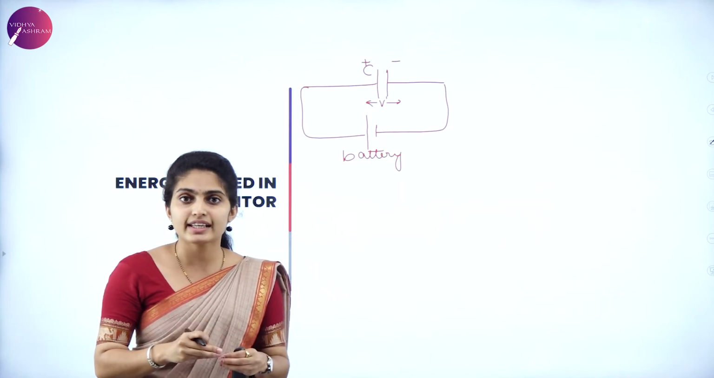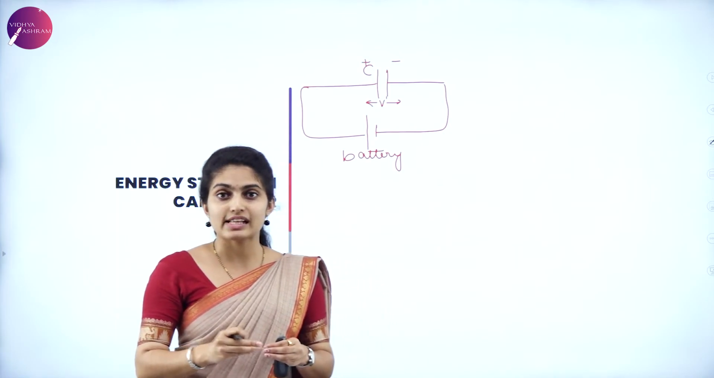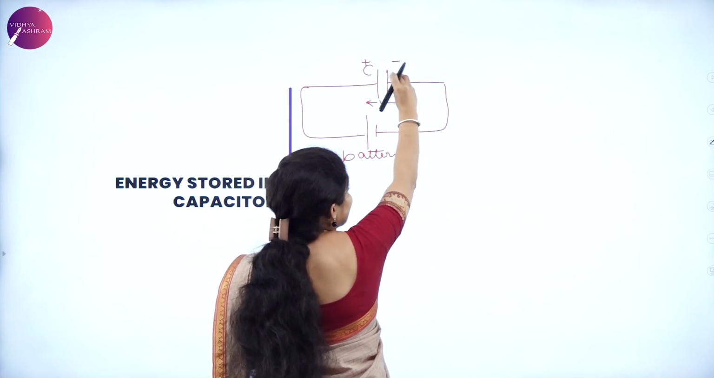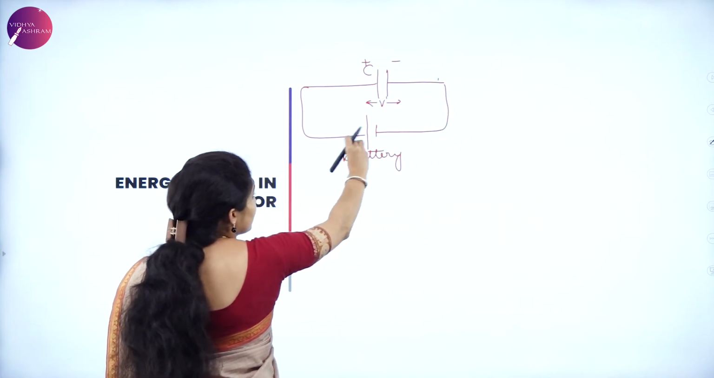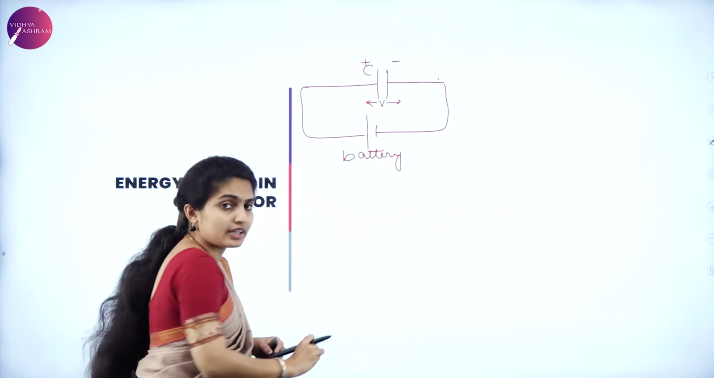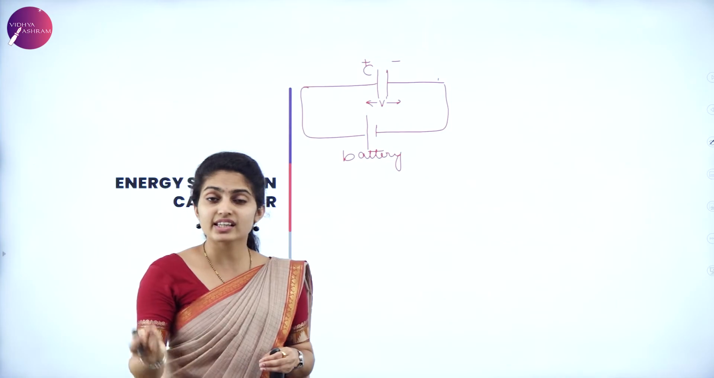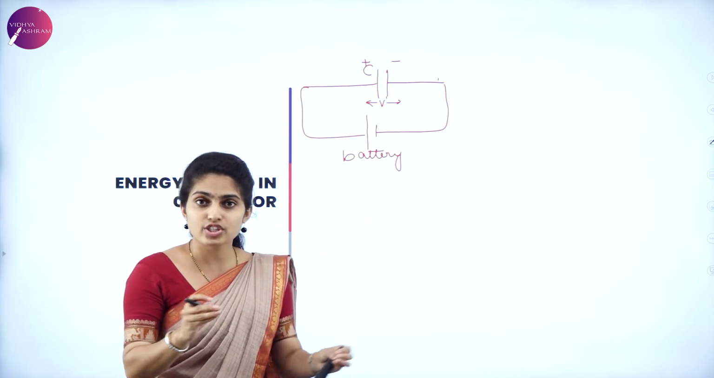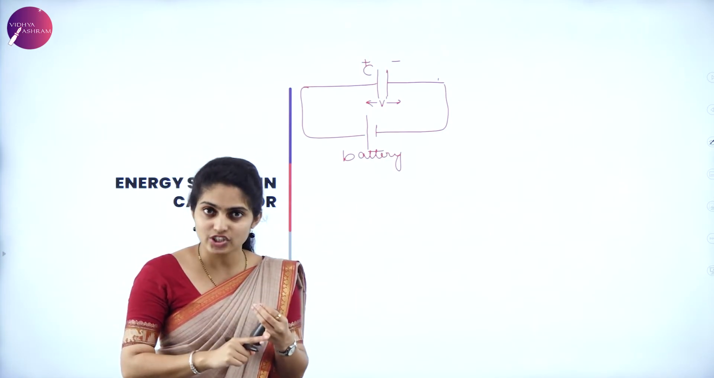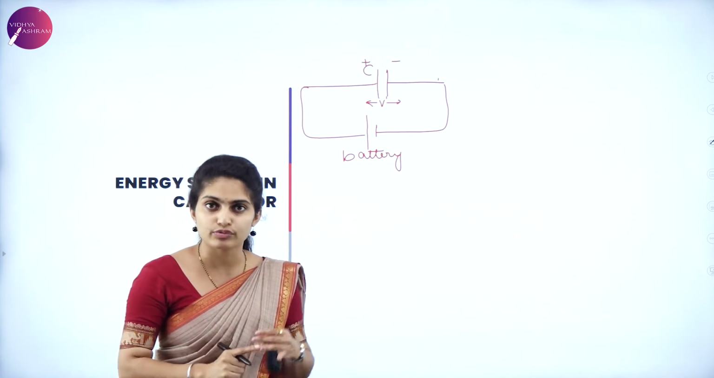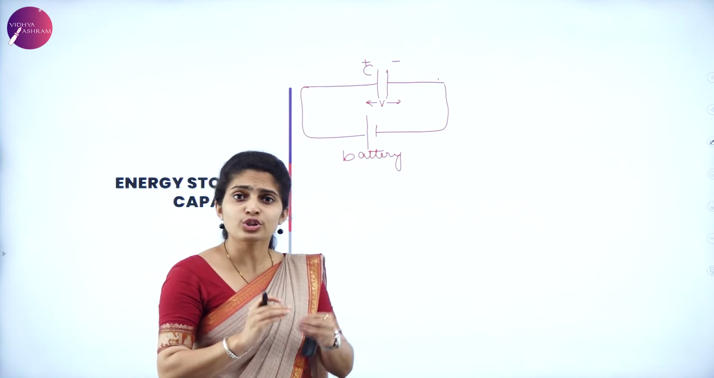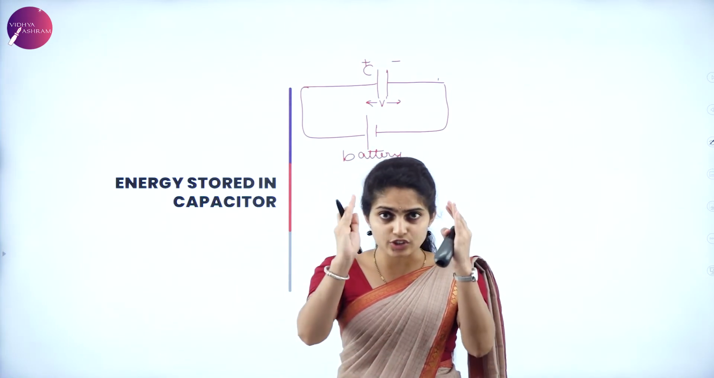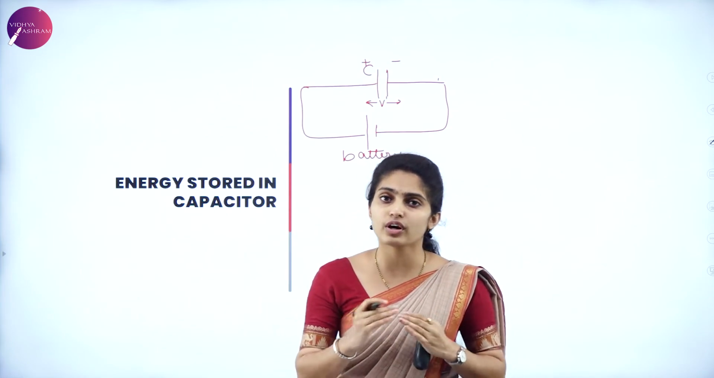Secondly, we are removing positive charge from this place and bringing it towards the positive plate of the conductor. That means we are acting against repulsion, because like charges repel. So we act against attraction and repulsion. That is the process of charging here. In order to charge the capacitor, that means to go from 0 to a certain charge Q, certain work has to be done.